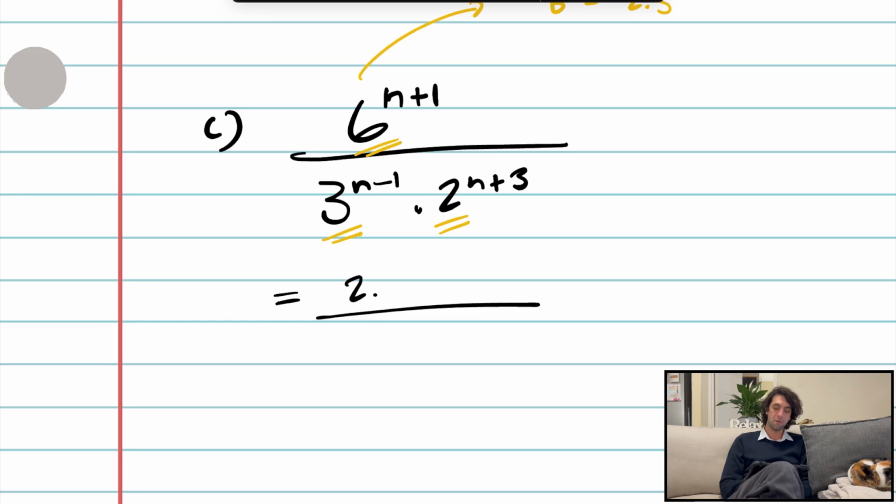So I get 2 multiplied by 3. I'm going to put that in brackets. I always like to put whatever I'm manipulating in brackets, and then I'll multiply anything else in that I need to afterwards. That is to the power of n plus 1. At the bottom, I'm still left with 3 to the power of n minus 1 multiplied by 2 to the power of n plus 3.